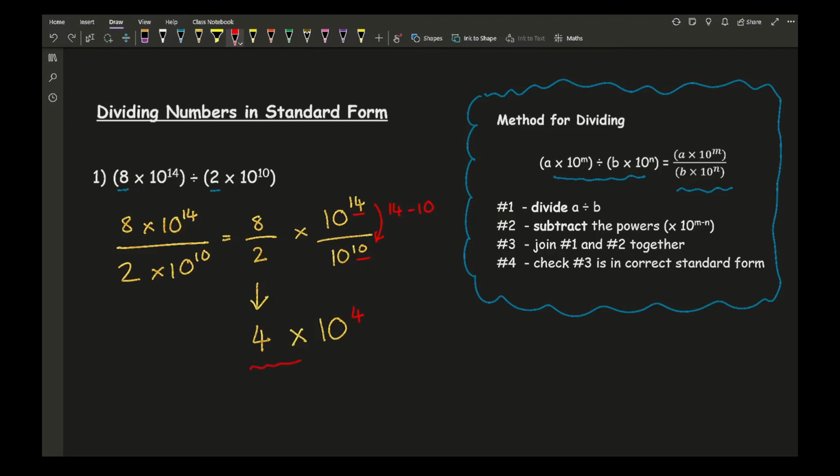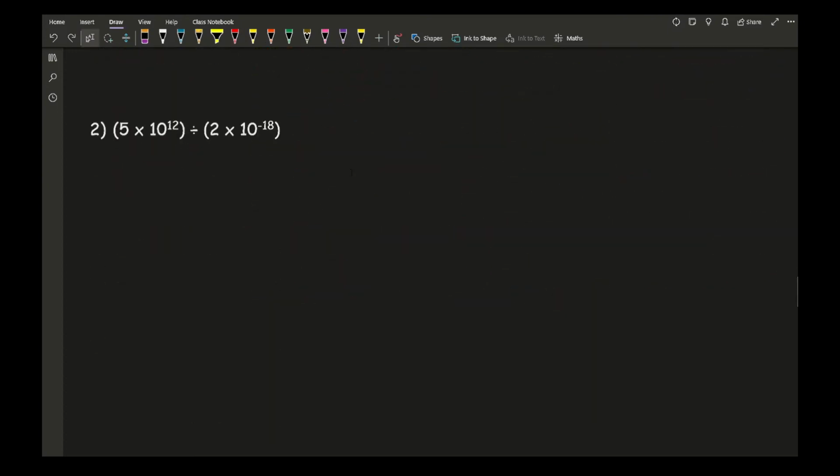And then is this in standard form? Well, is this number between 1 and 10? Yes. Is this power a whole number? Yes. So my final answer equals 4 times 10 to the power of 4. And there we go. So let's have a look at question 2. So question 2, again, I'm going to rewrite this as a fraction.